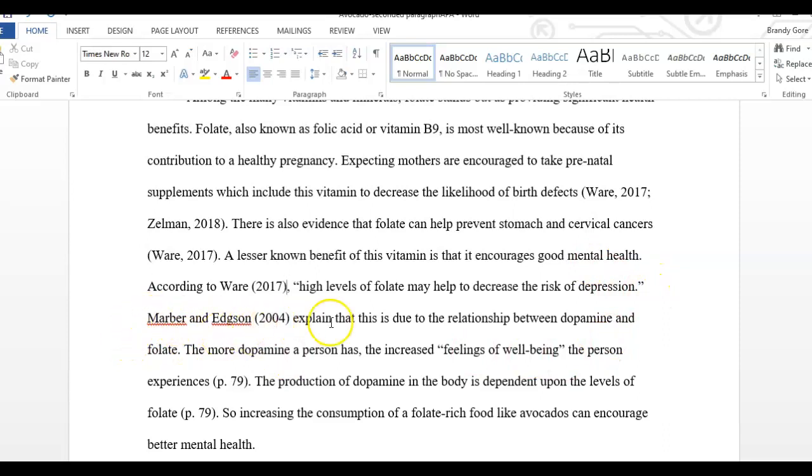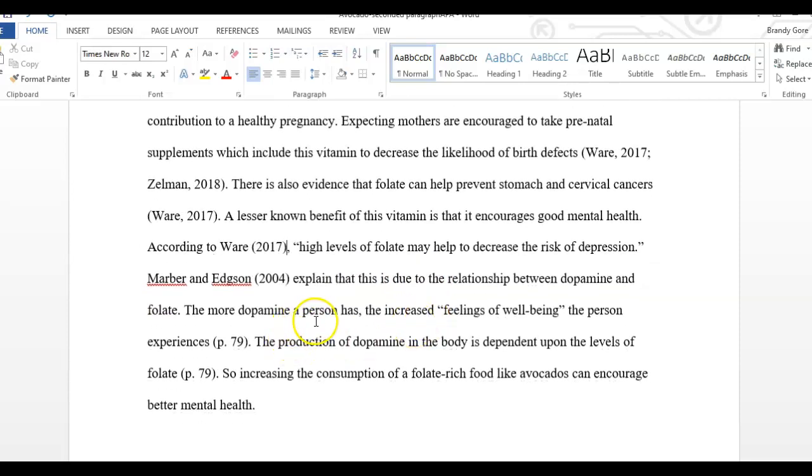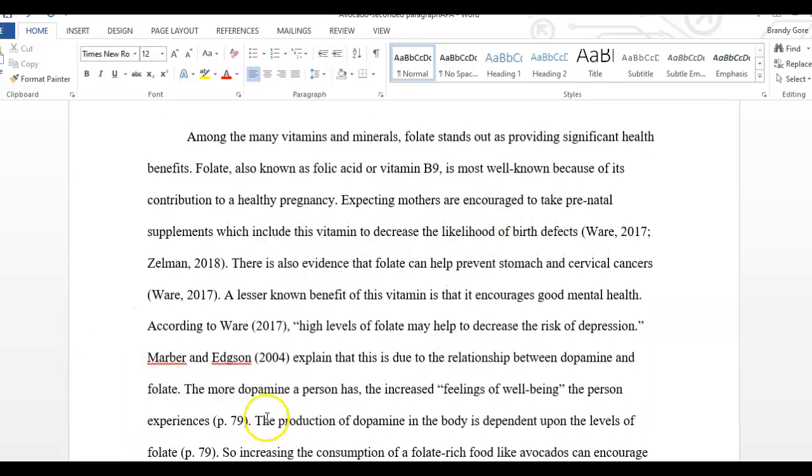Marber and Edgson explain that this is due to the relationship between dopamine and folate. The more dopamine a person has, the increased feelings of well-being the person experiences. The production of dopamine in the body is dependent upon the levels of folate. So increasing the consumption of a folate-rich food like avocados can encourage better mental health. So notice that we have Marber and Edgson here, and we stick with them. So there's no need to repeat them. Just the page numbers will suffice. You always cite the first time you use the source. And then if you switch up sources like we are known to do here, then you have to keep reciting them.